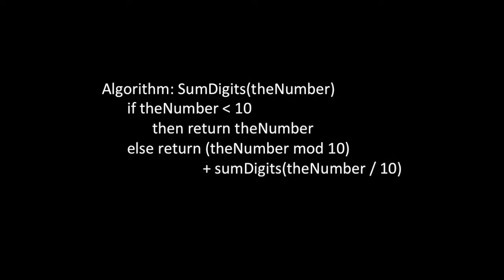I'll start with the algorithm SumDigits. Here's the recursive pseudocode algorithm I presented in the previous video. The algorithm takes a single argument that's an integer. If that integer, the number, is less than 10, well, I've got a single digit, so I'll just return the number. Else, I'll return the least significant digit, which I can get by the number mod 10, plus the sum of all the digits to the left, which I can get by doing integer division by 10.